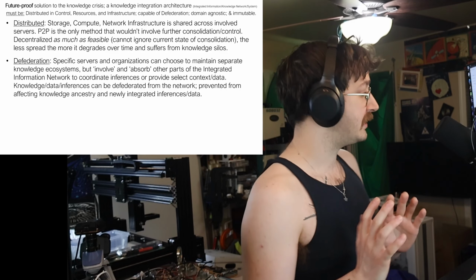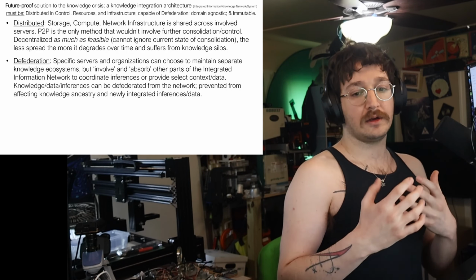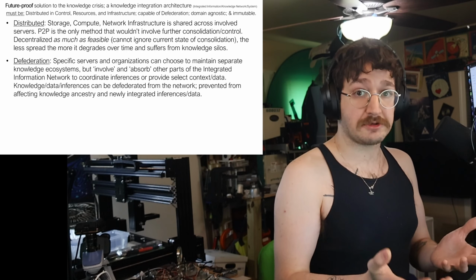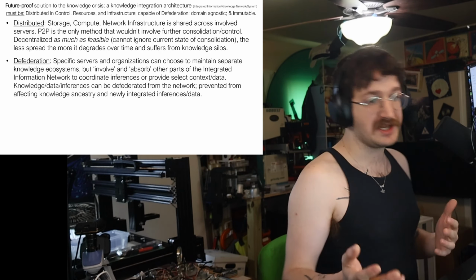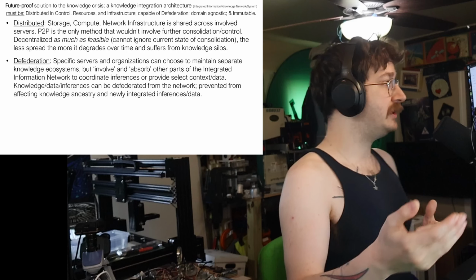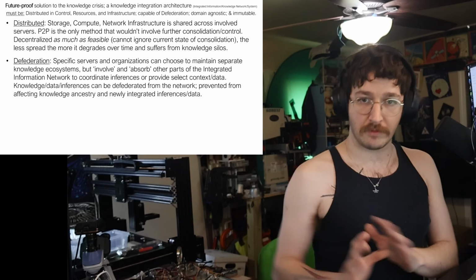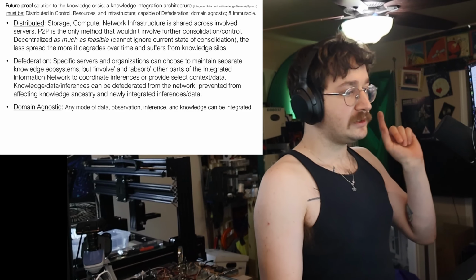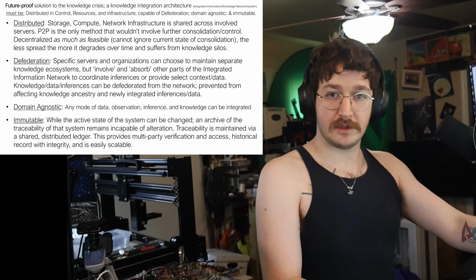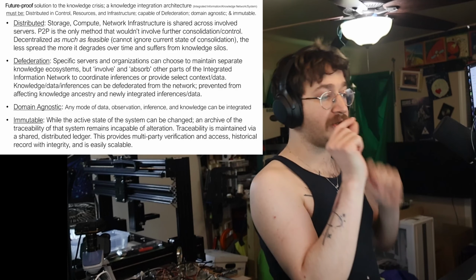So let's say there is something that's found to be bad science, right? It was a bad study, or it was rooted in some kind of ideological toxicity or whatever it might be. We remove it from the network. However, the key is that it's still immutable, which I'll talk about after we talk about domain agnostic.